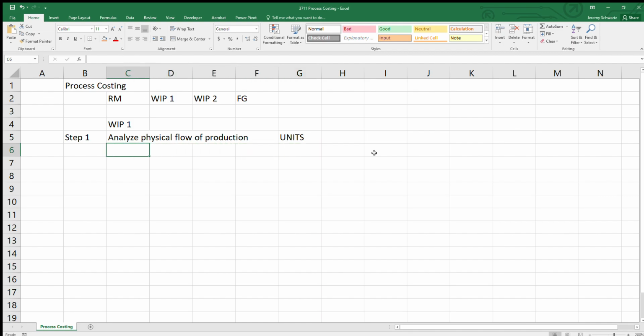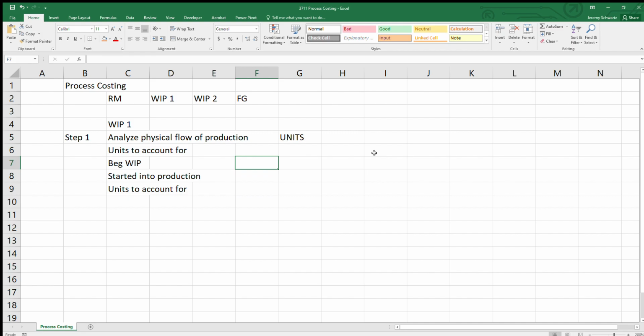So when we deal with the work in process account, when we're looking at units to account for, we're going to have, of course, the units from the beginning work in process inventory. And then the concept that we're going to be dealing with now is how many units were started into production this period. And so this would then be our units to account for.